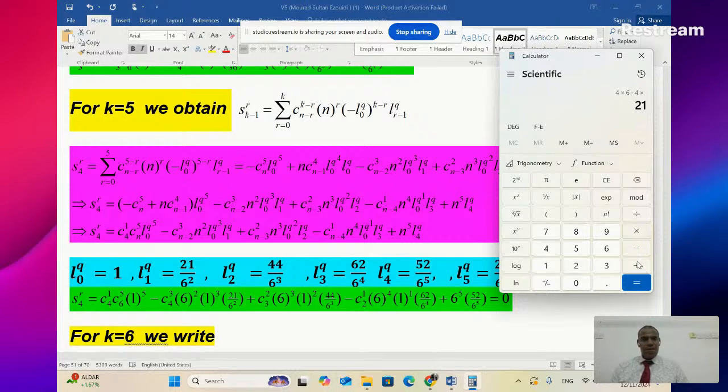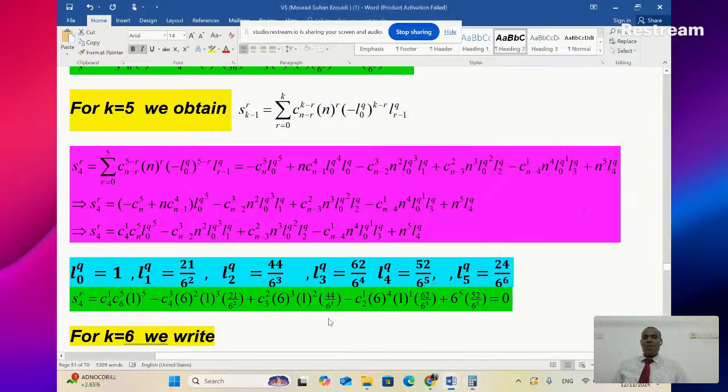Plus 3, multiplied by 44. Minus 2, multiplied by 62. Then plus 52. This one, learners, is going to be equal to 0. Therefore, S4 here is equal to 0. Okay? Now I'm going to proceed.